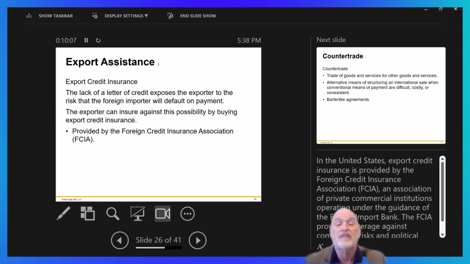Then you have something called export credit insurance. The lack of a letter of credit exposes the exporter to the risk that the foreign importer will default on payment. The exporter can insure against this possibility by buying export credit insurance, and it's provided by the Foreign Credit Insurance Association.